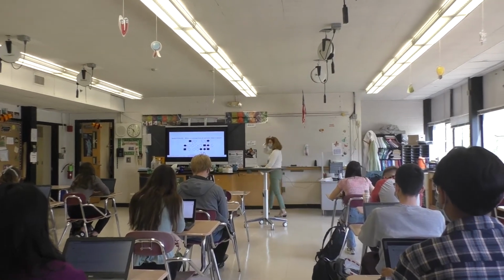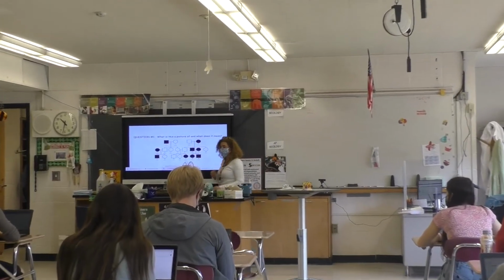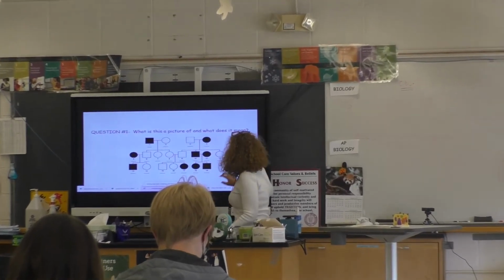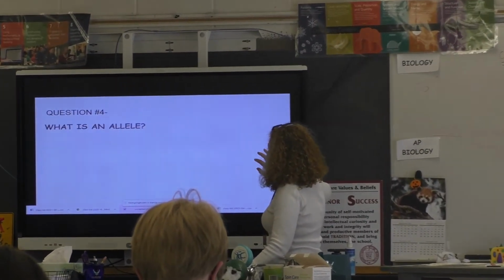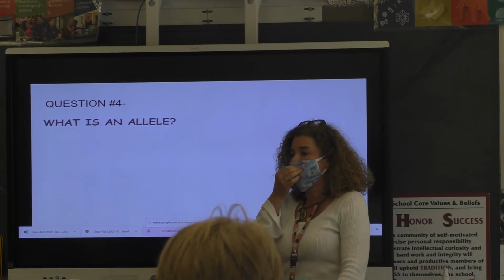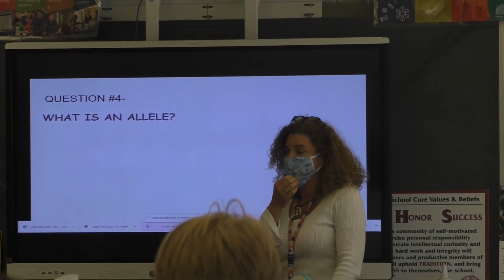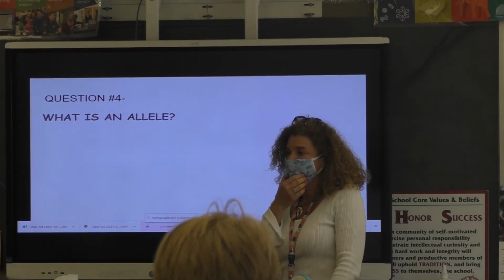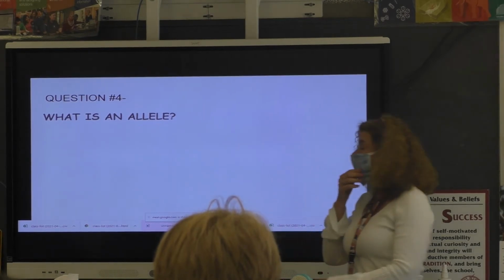Alrighty, so let's see. How about Molly? Molly, which question did you pick? I did the allele question. Okay, so let's go to that one. What is an allele? An allele is an alternative form of a gene which is created by mutations found in the same place on the chromosome. Okay, so it's a form of a gene.